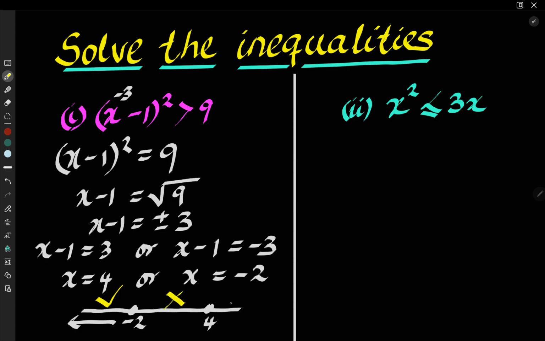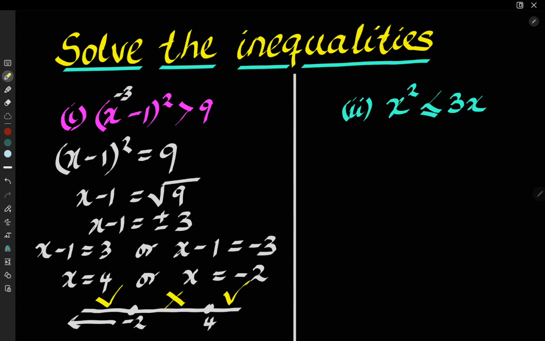Then you check another value here. Here you just check a value that is greater than 4. In this case, you can use a 5. So 5 minus 1 is 4, 4 squared is 16, which is greater than 9. Yes, it's true. So where you have got your ticks, that is your solution set.